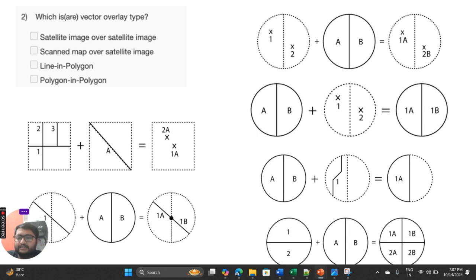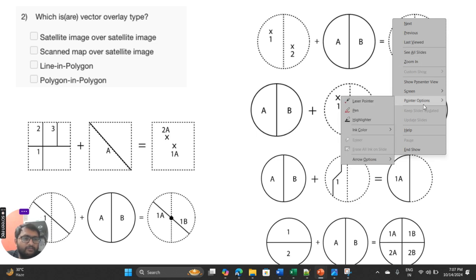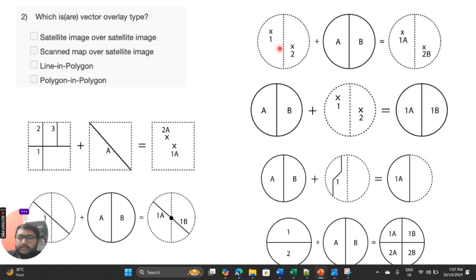If you see in GIS, there are so many tools for this kind of vector overlay. Here we will go with the first one. Let me put my pointer on it. Here you see the first overlay type, where we have 2 points, 1 and 2, and two polygons, A and B. Here we are doing point in polygon, the points which are within this polygon. If we take the overlay of these two, it will add the information of the polygon to the point data.